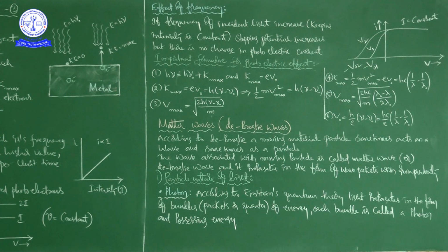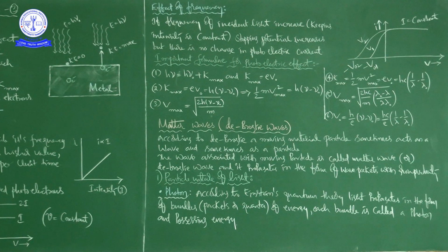The wave associated with a moving particle is called matter wave or de Broglie wave, and it propagates in the form of wave packets with group velocity.